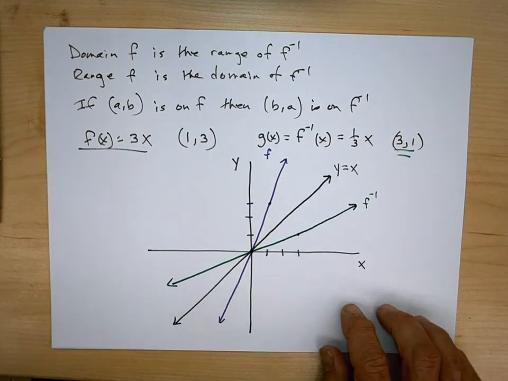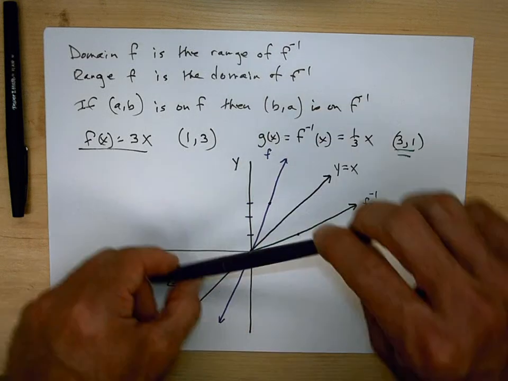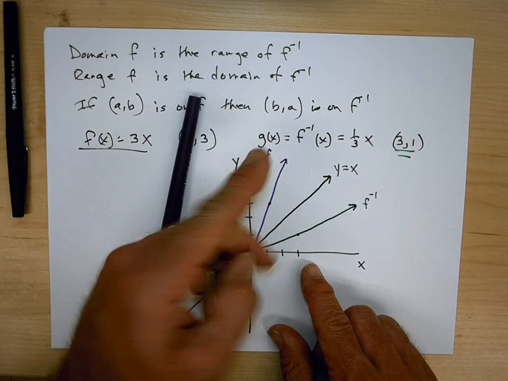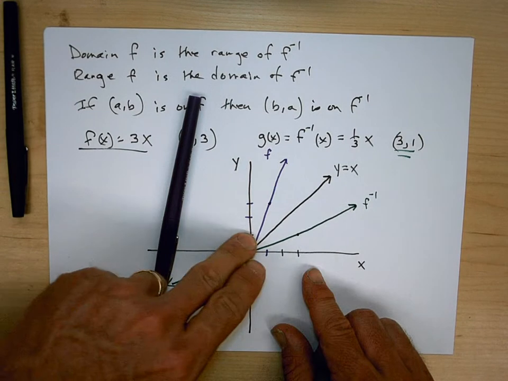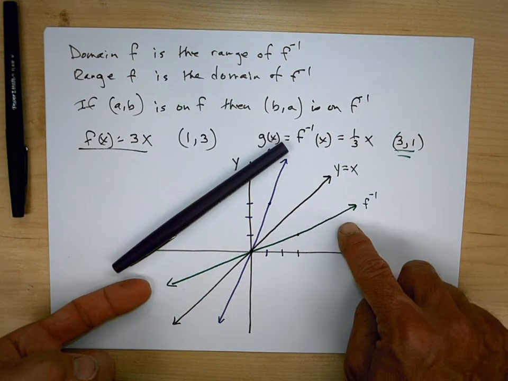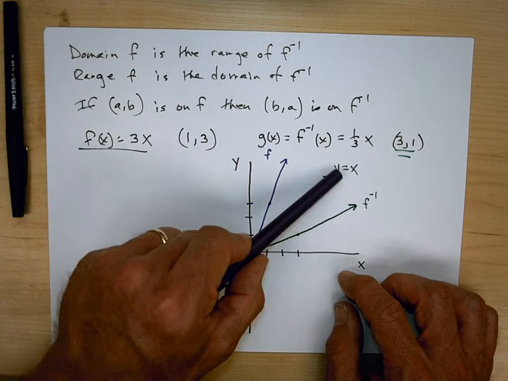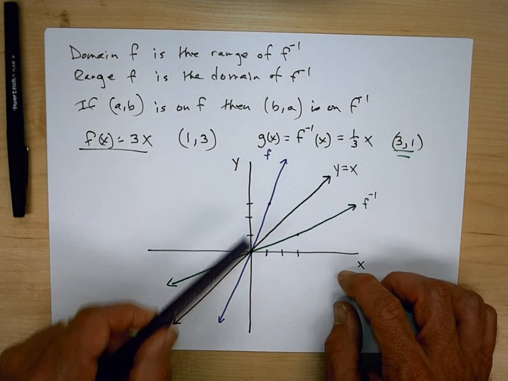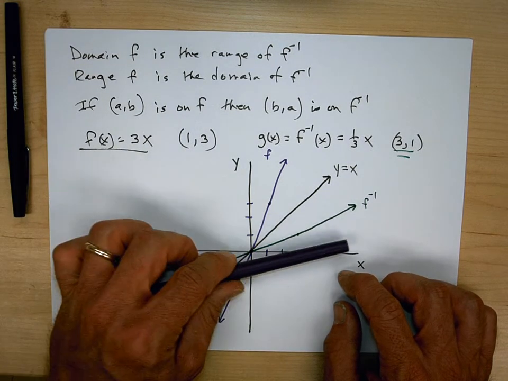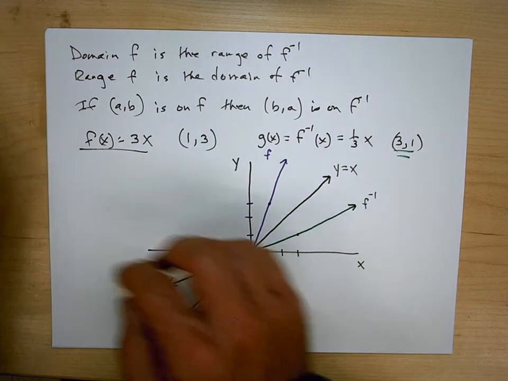So notice, though, if I were to take this line and basically kind of flip it over this line, y equals x. So I take this part and flip it over, I get this, and down here, if I flip this over, I get f inverse. So it's a reflection, is what we call it, across this line, y equals x. And functions that are inverses of each other will always have this property. They'll be a reflection of each other across this line, y equals x.